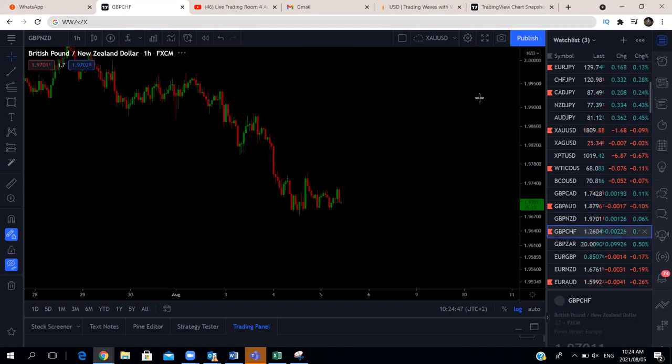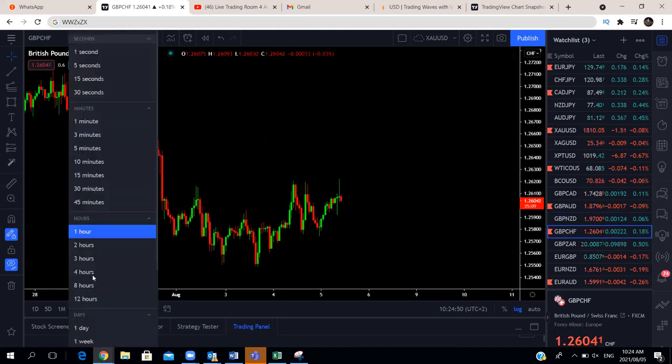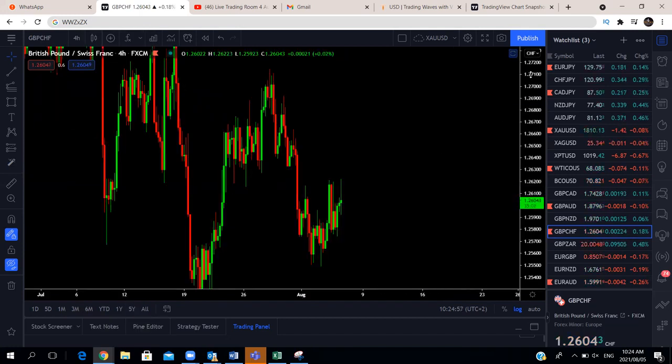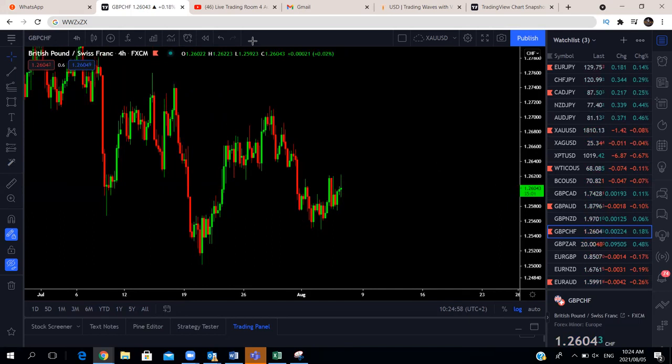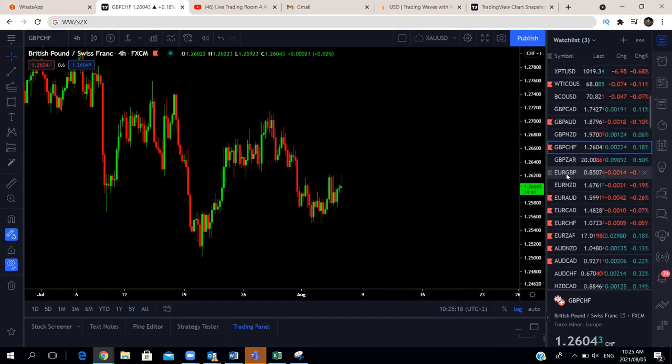Pound Swiss. So pound Swiss, let's go back to the 4 hour. From the top here, we wanted to see a corrective structure for more upside. Instead, we have not gotten that move. This is a corrective structure that we're getting, so it's still showing us continuation to the downside. We'll see this one retest this low here again. So let's see how that goes. That is pound Swiss. Euro pound.